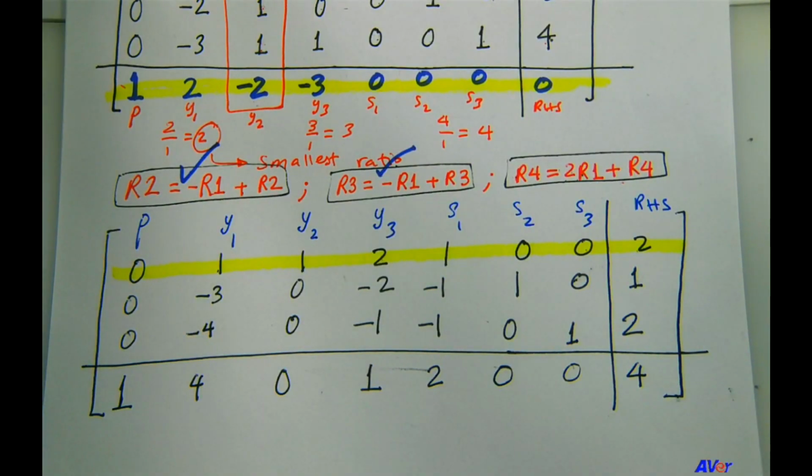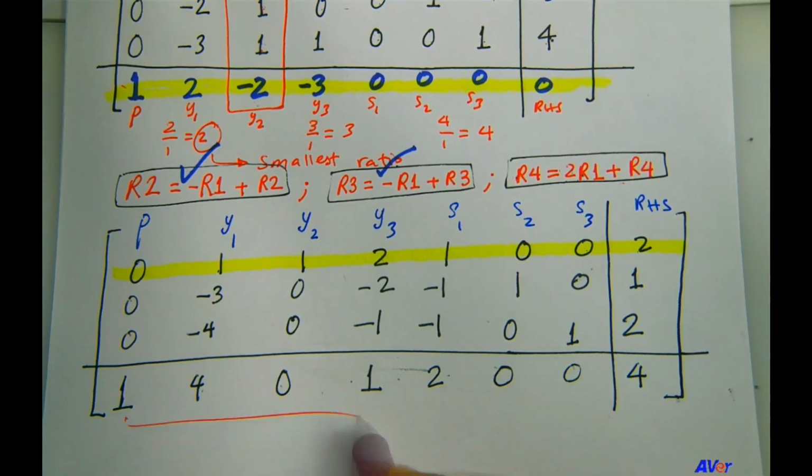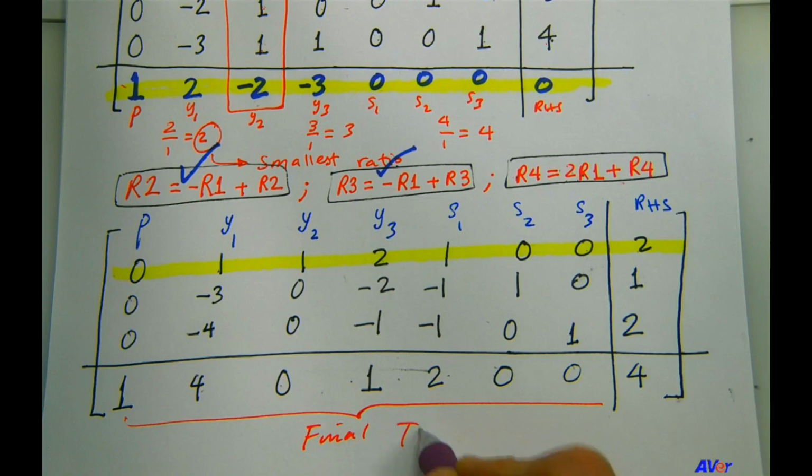Okay, so let's double check these very quickly. They all look good. So all of that looks good. Okay, so are we done? We are done, right? This is done because there are no negative numbers in the objective row. So this is the final tableau. We are done with the row operations and pivots. This is the final tableau.